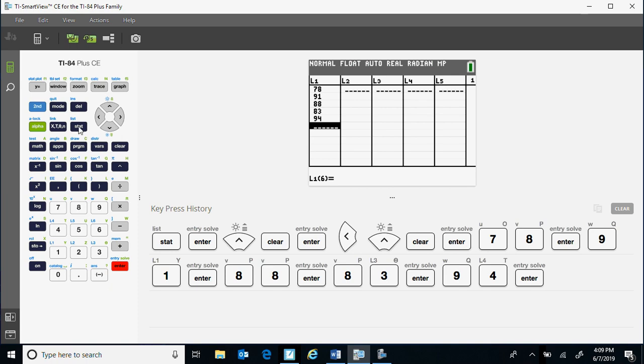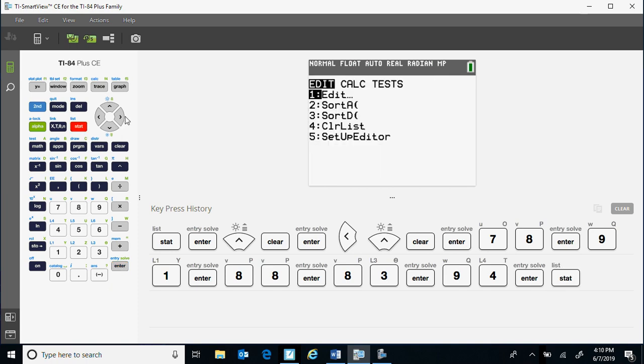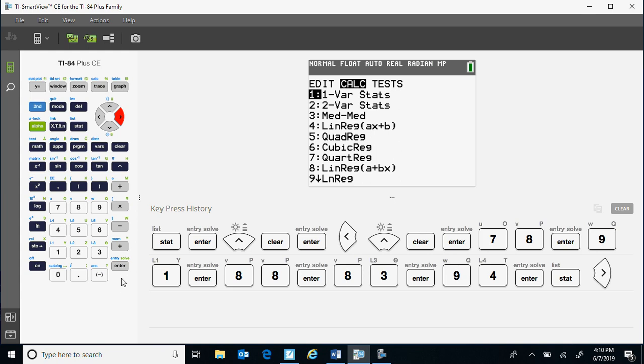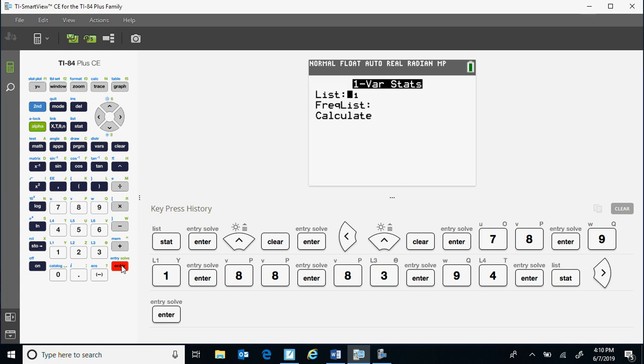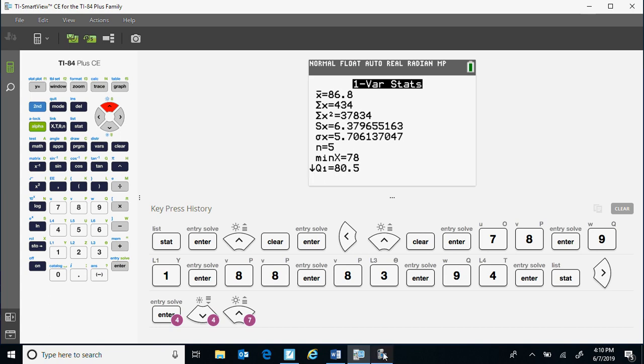And then to calculate your statistics, you do stat over, and you want one variable statistics. One variable statistics encompasses everything, including mean, median, quartiles, and standard deviation. Your little x with a bar over it at the top is your mean. Sx is standard deviation. Min means minimum. Q1 is quartile 1, med means median, Q3 is quartile 3, and max is your maximum.